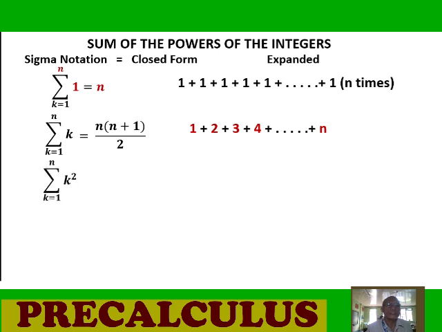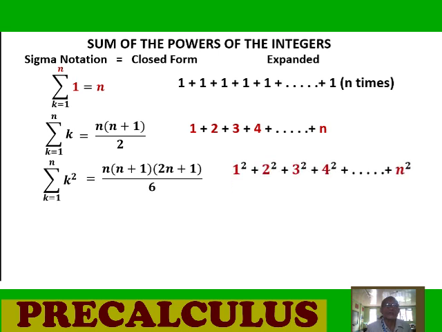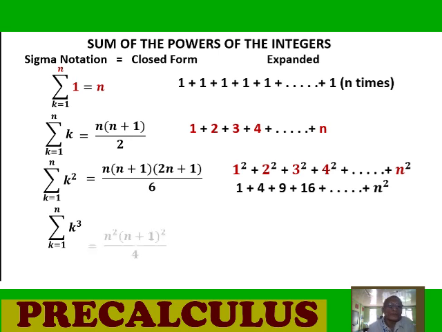The third property: summation of k squared as k starts from 1 to n is equal to n times quantity n plus 1 times quantity 2n plus 1, all over 6. For example, starting a value of k with 1 squared plus 2 squared up to n squared. Simplify. Okay.